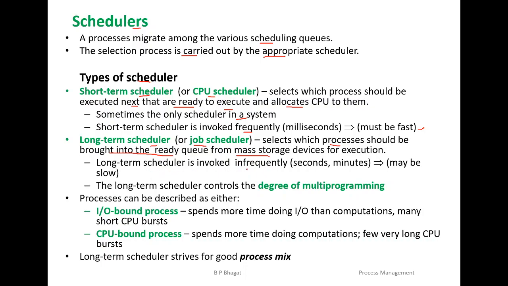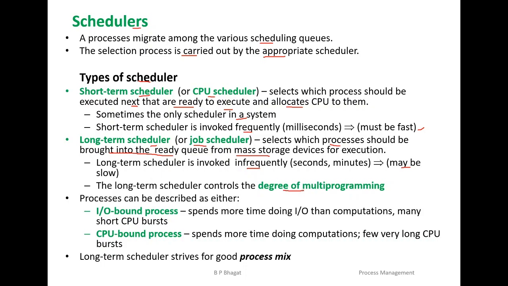Long-term scheduler is invoked infrequently, that means in the seconds or minutes. So it may be slow. The long-term scheduler controls the degree of multiprogramming, that is the number of processes in the memory.